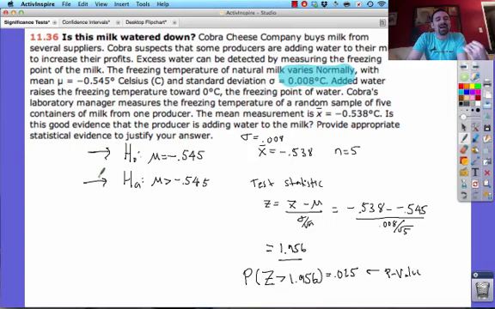And the question is, how much error are they willing to risk? What we're saying is, if they accuse their suppliers of watering down their milk, they're willing to accept a 2.5% chance of being wrong. That's what the p-value means. If we reject the null hypothesis and favor the alternative, we have a 2.5% chance of doing that in error.